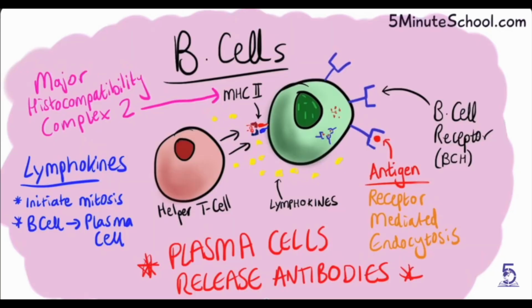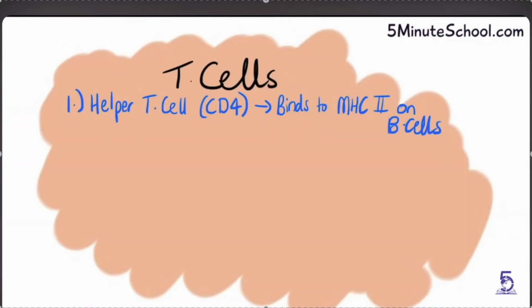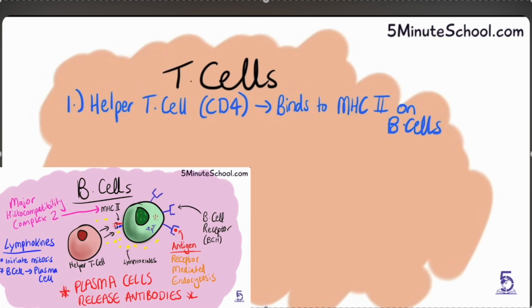Remember, B cells show antigens and present them to the helper T cells, which activates them. And then in turn, the helper T cells activate the B cells. And our helper T cells are the CD4. Now let's talk about T cells. We just mentioned one type of T cell called the helper T cell, also known as CD4 T cells. And just to recap, it binds onto the second class of major histocompatibility complex, which is a molecule located on the surface of B cells, and this binding causes the release of lymphokines.